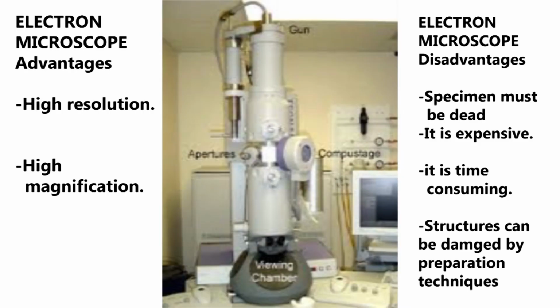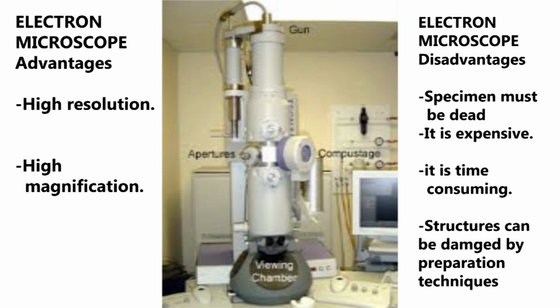Now, let's look at the disadvantages of the electron microscope. The specimen must be dead before it can be viewed through a vacuum. And through the processes that the specimen goes through, the specimen is completely dead. It is also expensive and time-consuming to prepare the specimen for viewing. And then preservation and staining techniques can damage the structure of the specimen a bit.